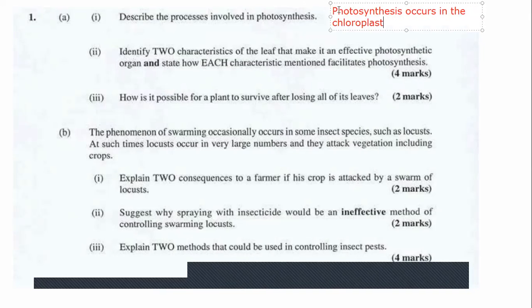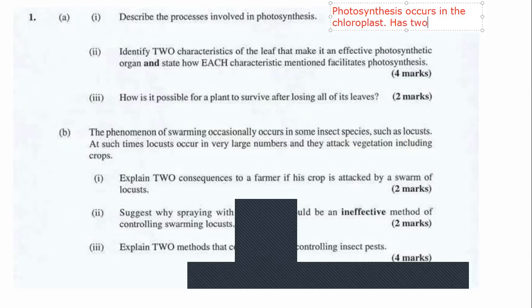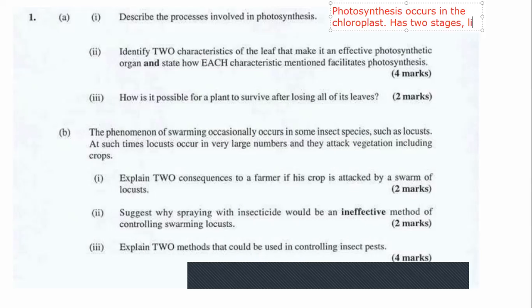And it occurs in two stages. What are the two stages? Light dependent and light independent. Beautiful.